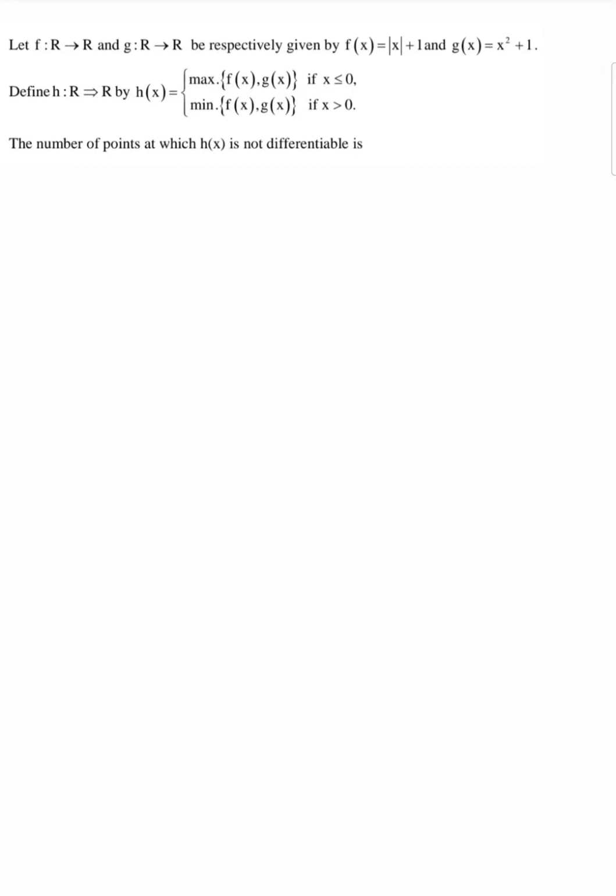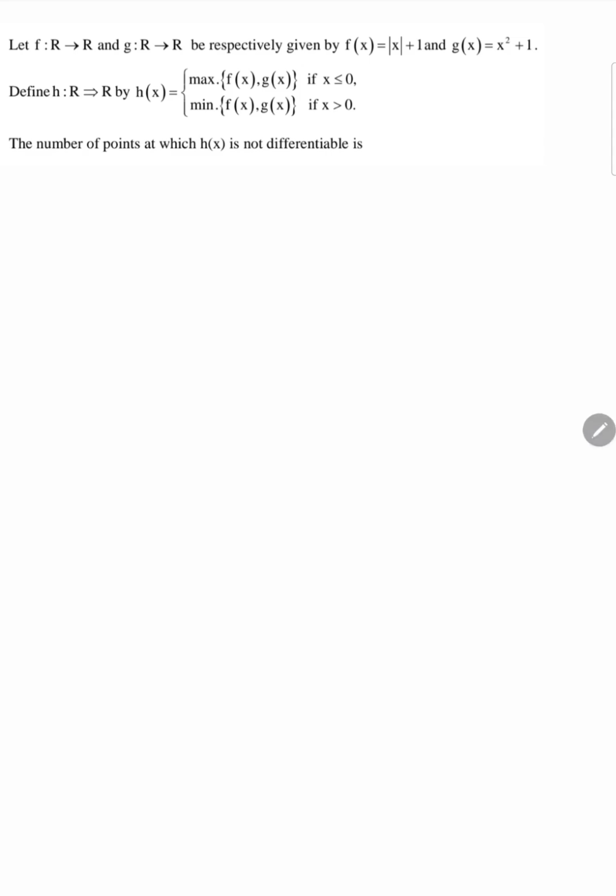Today we are going to solve a question from the chapter continuity and differentiability. We are given two functions f of x and g of x, both defined from R to R. A third function h is defined from R to R such that h of x is the maximum of f comma g when x is less than or equal to 0, and the minimum of f comma g when x is greater than 0.